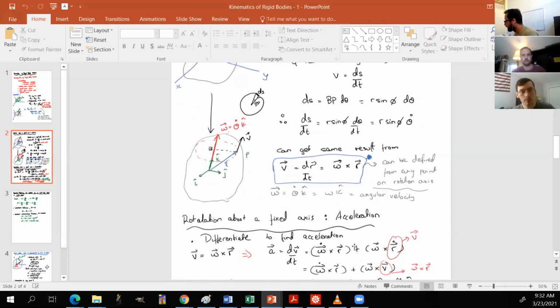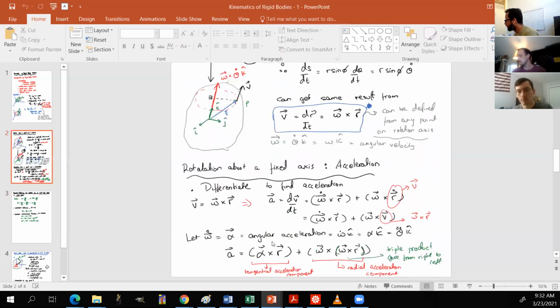And similarly, we got an expression for the acceleration, which is your angular acceleration crossed with r. You define angular acceleration the same way as angular velocity: your right thumb pointing along the axis of rotation, and your fingers curling in the positive direction for positive angular acceleration. That is crossed with r. Again, r is the same thing. You can find it from any point on the rotation axis to your point of interest.